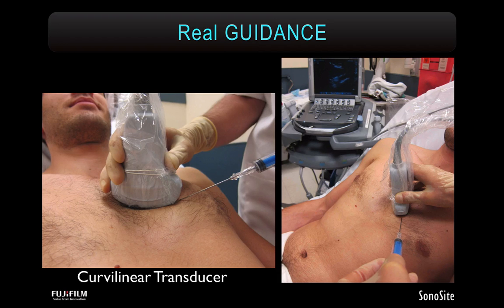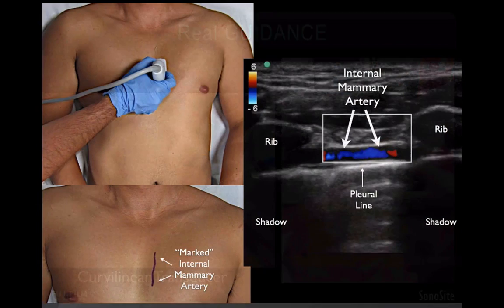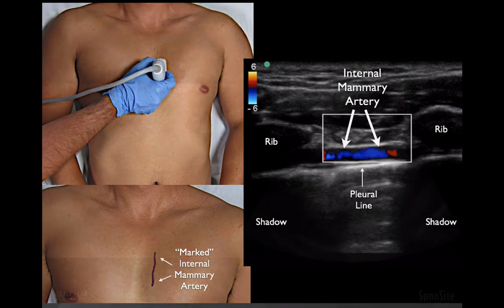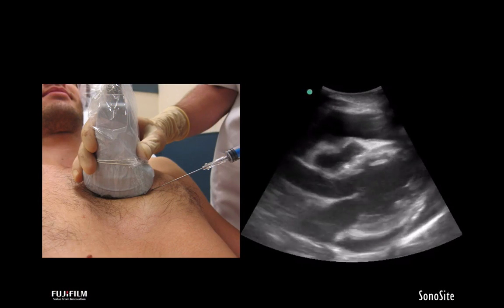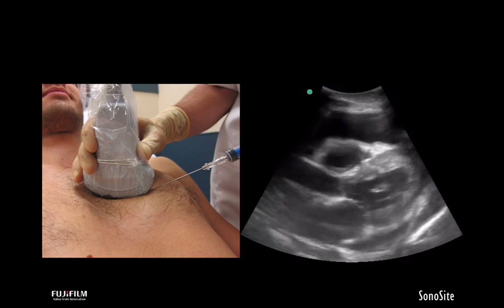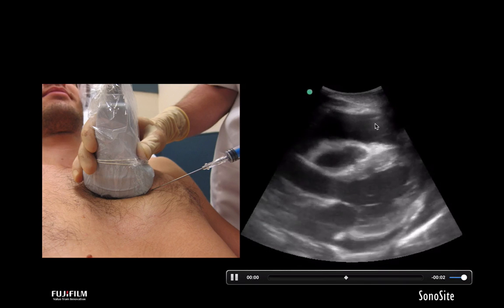Again, the probe is obviously covered because it's a sterile procedure. If you want to mark beforehand, you can find your mammary arteries, which are very, very medial. Rarely is it a problem, but just in case you're worried about this, they sit right on the manubrium. Then what I want you to do is to come in plane. Again, you can see the video on the right. This patient had a uremic pericarditis that needed to be drained.